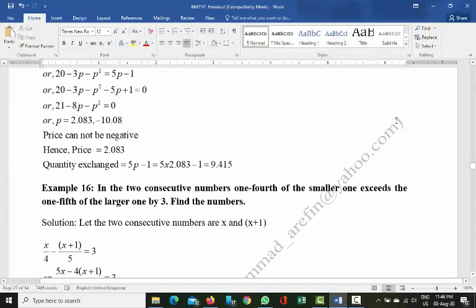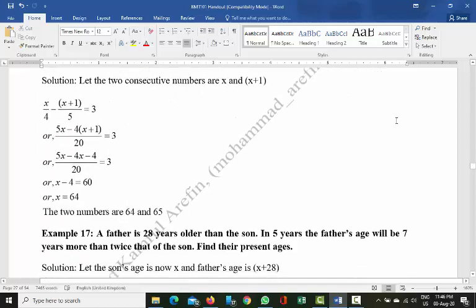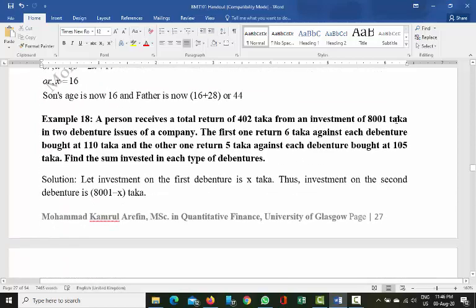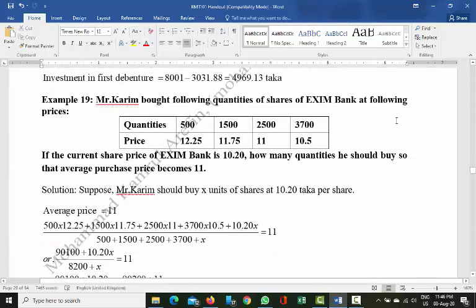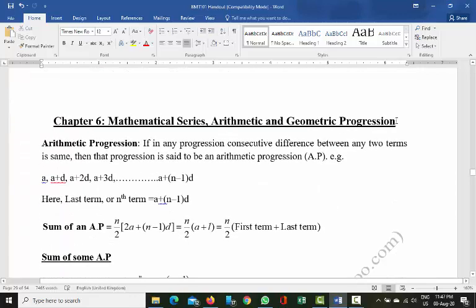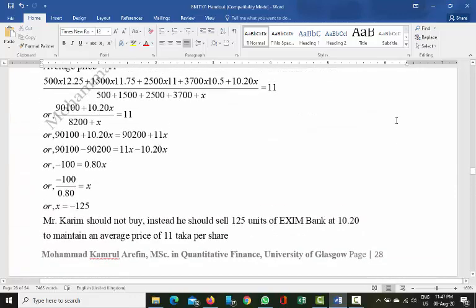Examples 15, 16, 17, 18, 19: solve these problems at home. If you find any problem, you can contact me over Skype, WhatsApp or Messenger, or you can ask me in the class also. So that's the end of today's lecture.